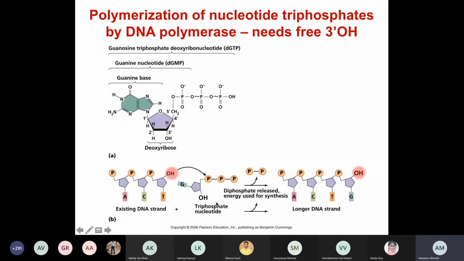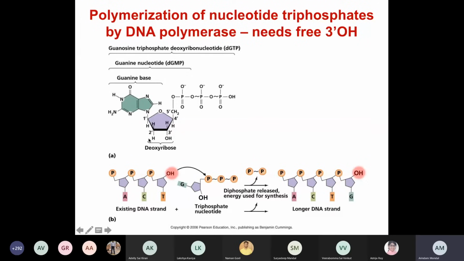If you look into the basic mechanism of DNA replication, or the chemical reaction of DNA replication, this is how it looks. So this is one particular nucleotide. This is the deoxyribose sugar, and you have the nomenclature 1', 2', 3', 4', 5', right?